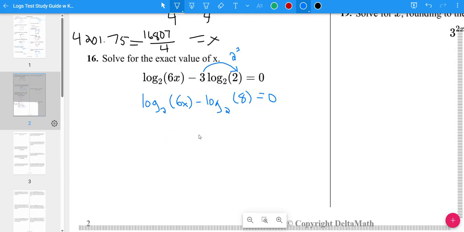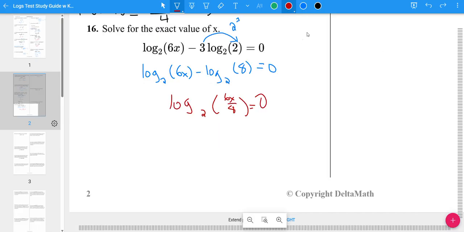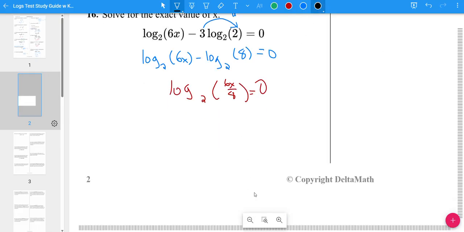I'm going to condense these with subtraction becoming division. So I've got log base 2 of 6x over 8 equals 0. You can go ahead and simplify what's in parentheses to 3x over 4 if you want to. It doesn't really matter. The math's going to work out the same. I'm going to choose not to, but totally your call on that one.